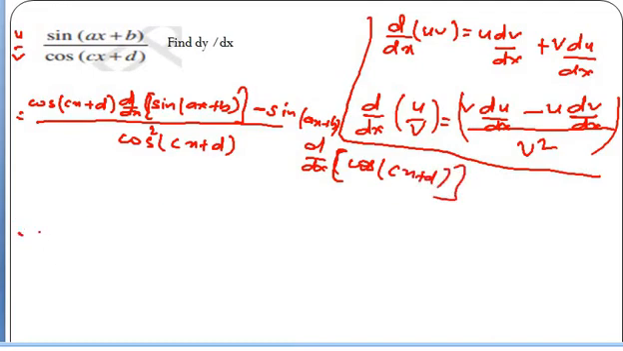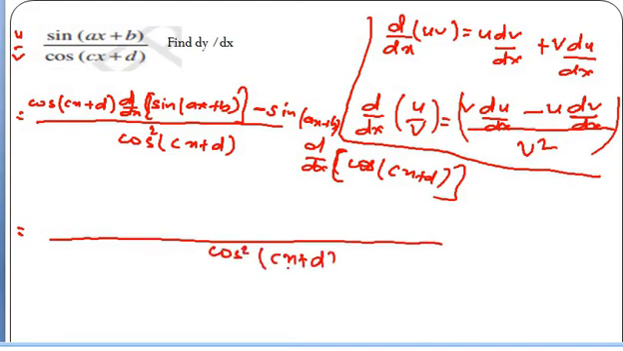Okay, so next step what we can write here, cos square(cx plus d), and then cos(cx plus d). Now what is the derivative of sin x? Cos x, right? So we can write here cos(ax plus b), and then this is a function of a function. What is the derivative of ax? So the derivative of ax is a, because the derivative of x is 1 and b is constant, so 0, minus.